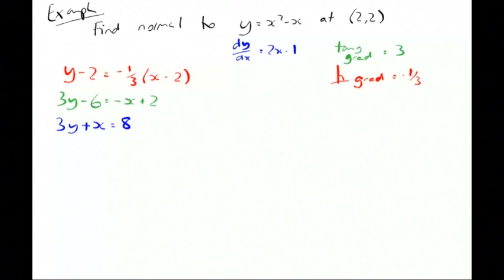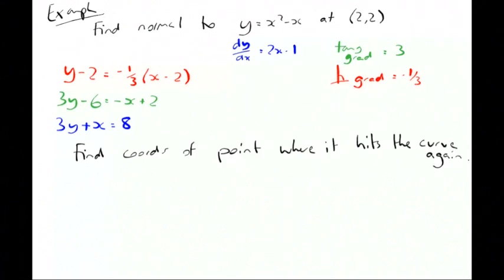In this next part, I want to find the coordinates of the point where it hits the curve again. So I want to know where that normal hits that curve, y equals x squared minus x, again. I've got two lines that are intersecting. I'm going to need to use simultaneous equations. Easiest simultaneous equations to do when you've got a linear and a quadratic is substitution. So we'll take the 3y plus x equals 8, we'll reform it into x equals 8 minus 3y. We're going to substitute this into our quadratic.